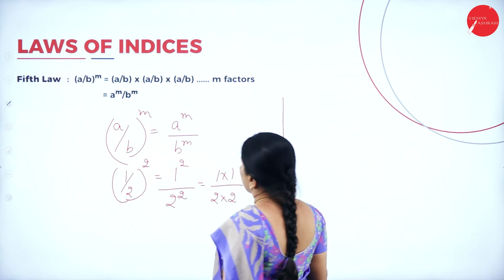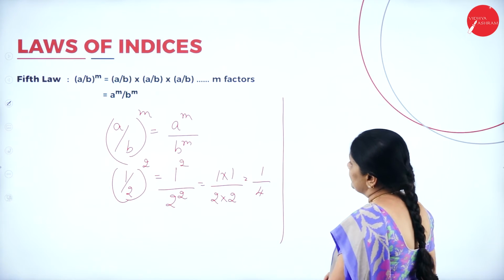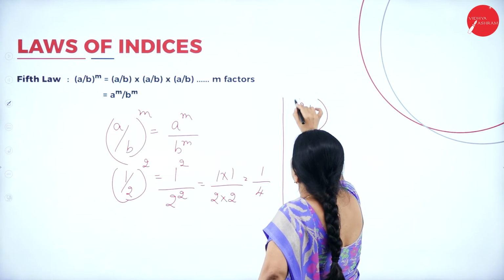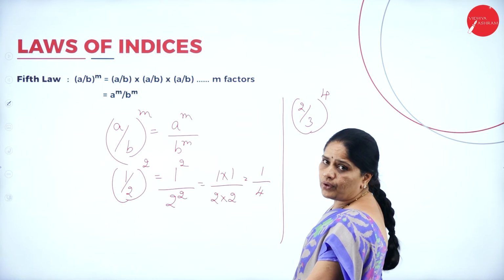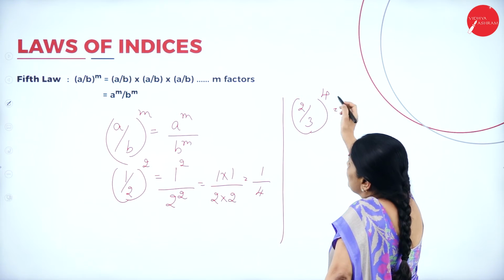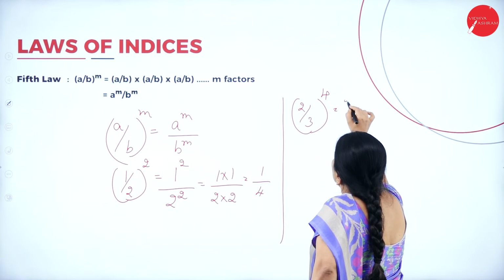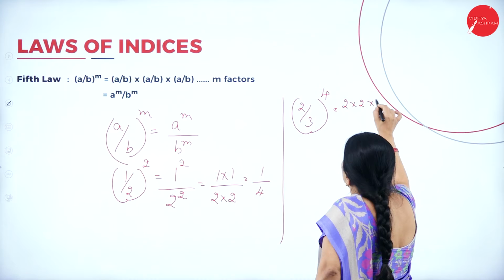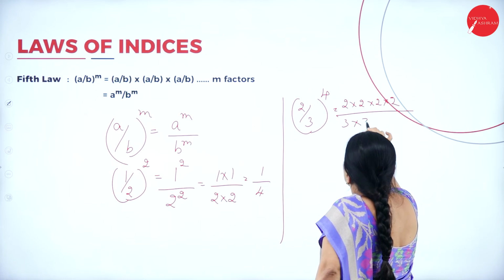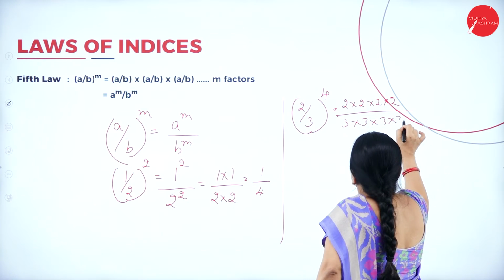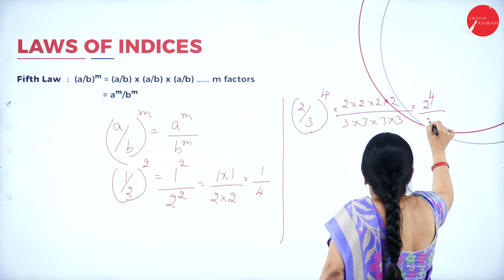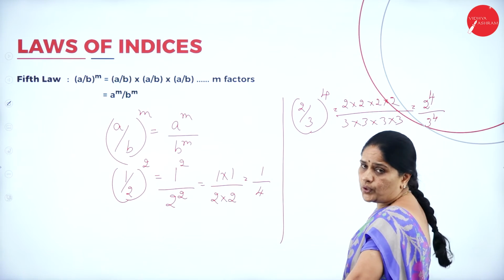Now, if you can apply the same rule, I'll give you one more example. I am writing (2 by 3) to the power 4. What can I do if I want to expand this? I have to write 2 how many times? So, this will be 2 into 2 into 2 into 2 divided by 3 into 3 into 3 into 3. I am expanding the 2 four times, and the 3 also four times.